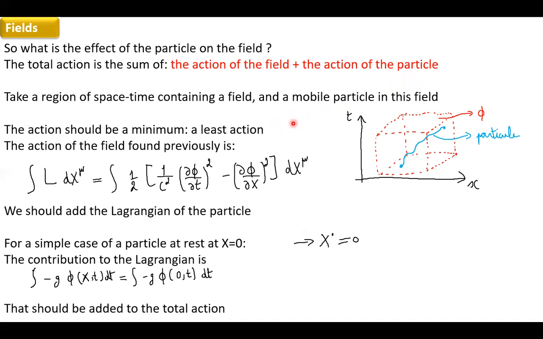In order to calculate this, we will consider a region of space-time containing a field. So here in the drawing, it's a region of space-time. Just remember that X represents the 3D space, so here X is x, y, and z. We will choose a region in space-time containing a scalar field phi, and we have a particle that is moving in this field, shown here by this blue trajectory. The particle is moving from this point to this point inside the field along this blue trajectory.